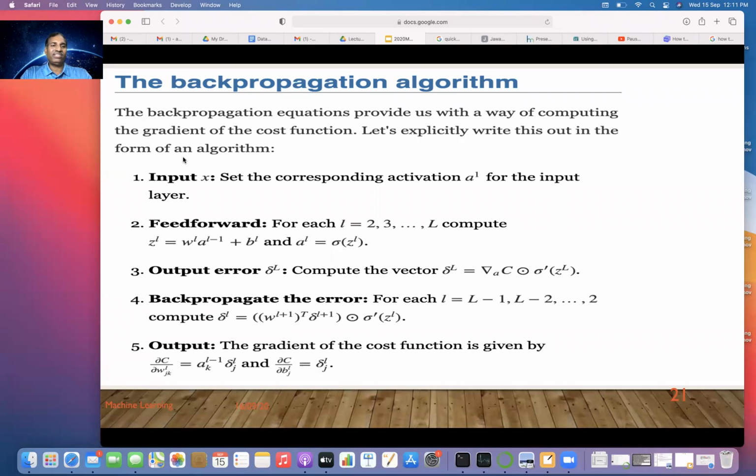Feed forward means that when we are computing, the inputs are computed from the first layer to the last layer. But when we are correcting the errors, we are not correcting from the first layer onwards. We are correcting errors from the last layer to the first layer.